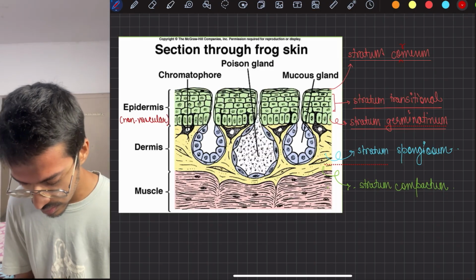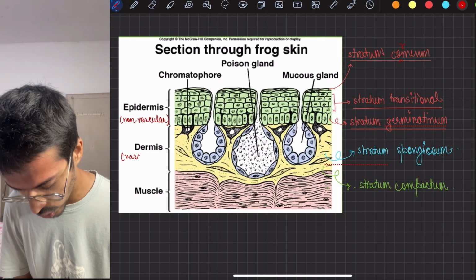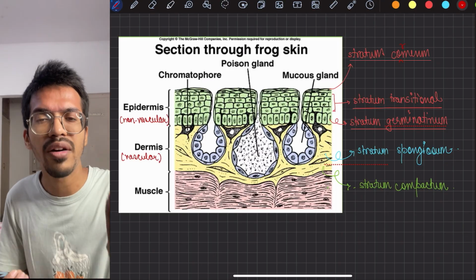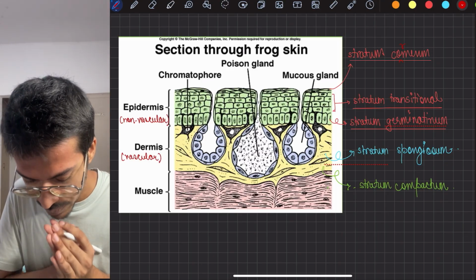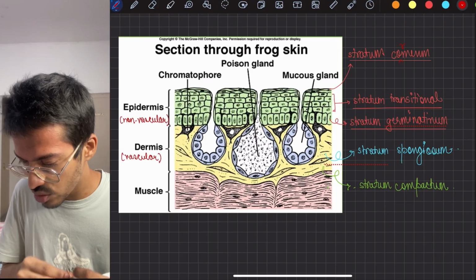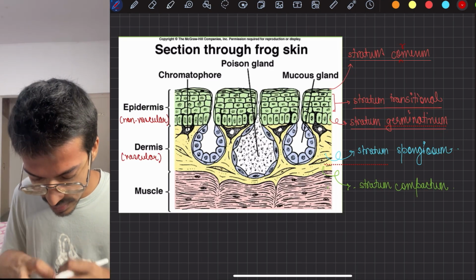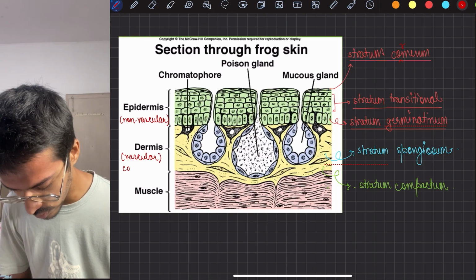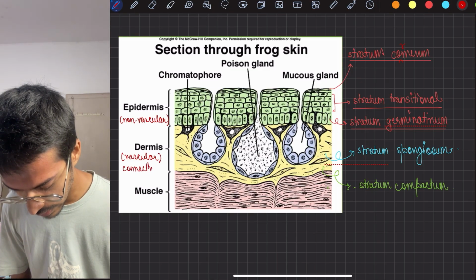The dermis is vascular because it has glands present. So glands need continuous synthesis of things. How will they do it? When the food will be there. So that is present in the stratum spongiosum. And this dermis layer has what? It is made up of connective tissue. Connective tissue layer.